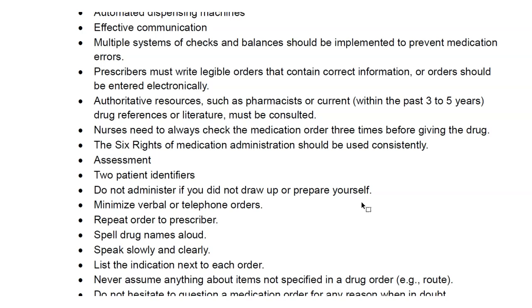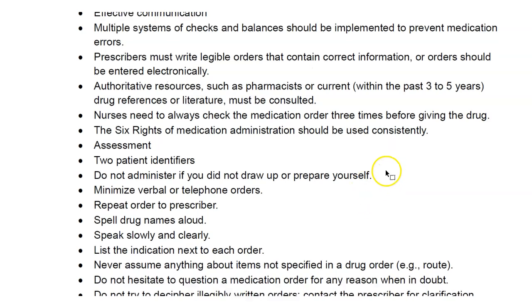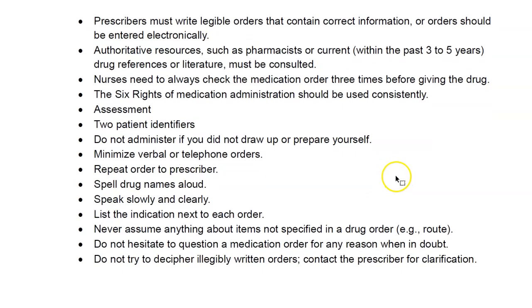Minimizing verbal or telephone orders really prevents errors from transcription. Make sure that you're repeating orders to the prescriber if they end up giving you a verbal or telephone order. Make sure that you're spelling the drug names aloud, especially for the medications that are sounding alike or looking alike. Speak slowly and clearly, and then list the indication next to each order. So know why you're giving each medication. Indication is basically the reason why the patient is getting the medication.